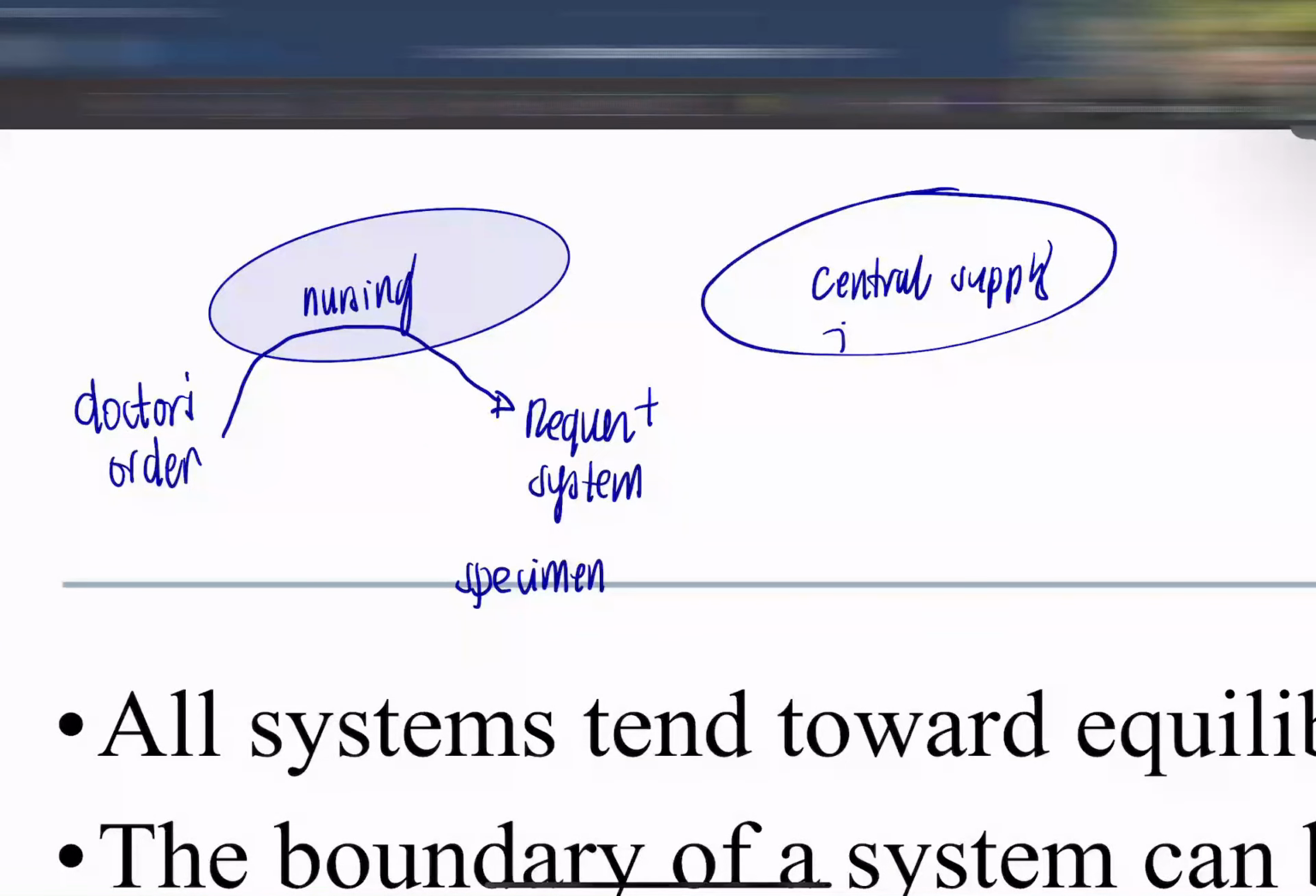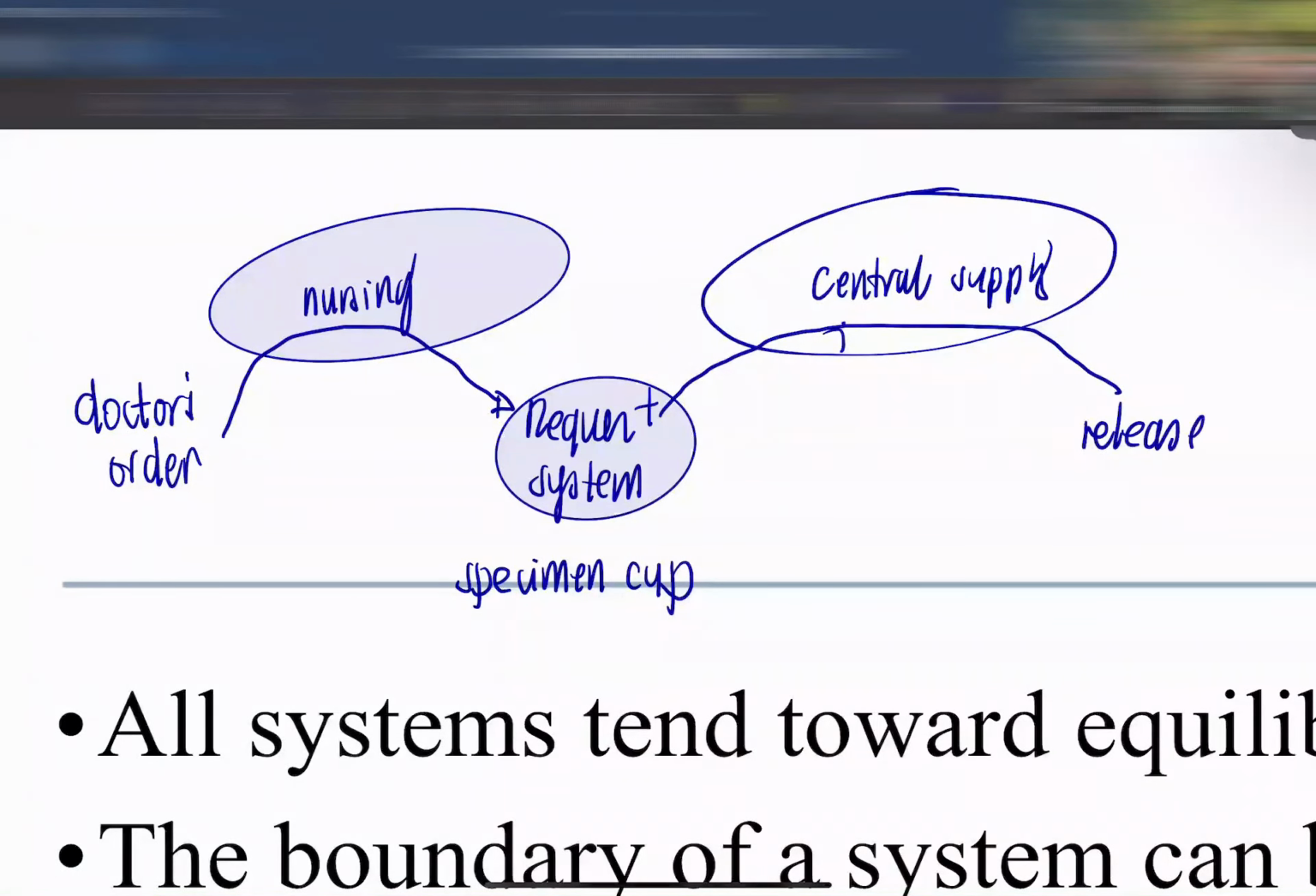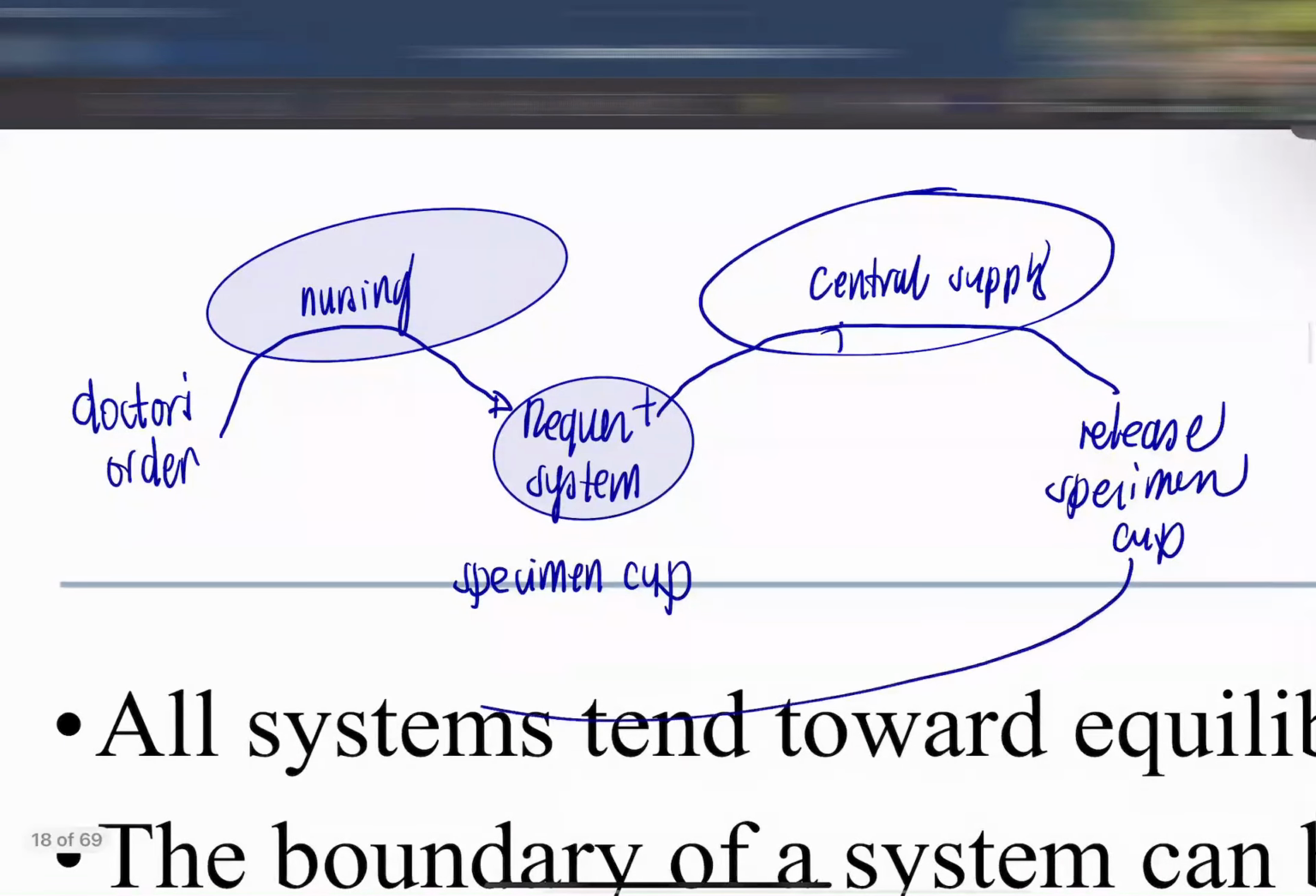Ang specimen cup, guys, usually sa central supply niya nakukuha. Now class, that request in the system becomes the input of your central supply. And your central supply will process it. And then their output will be to release the specimen cup or to release whatever you have requested. And then class, that output naman, magiging input mo na naman as a nurse papunta kay patient mo.